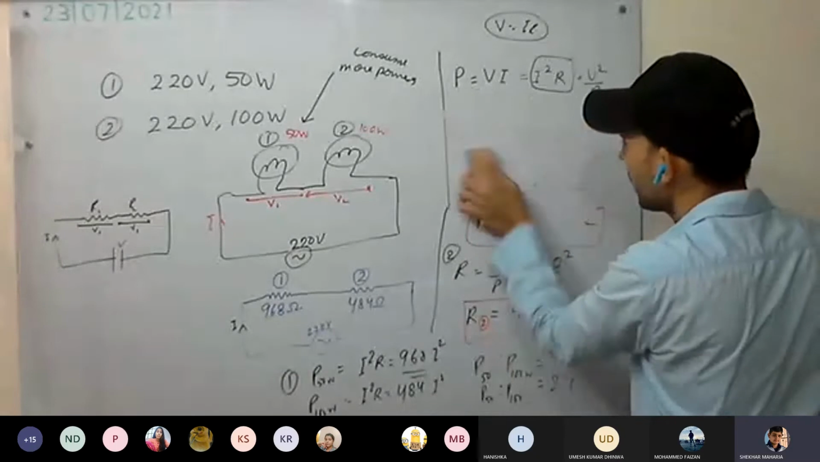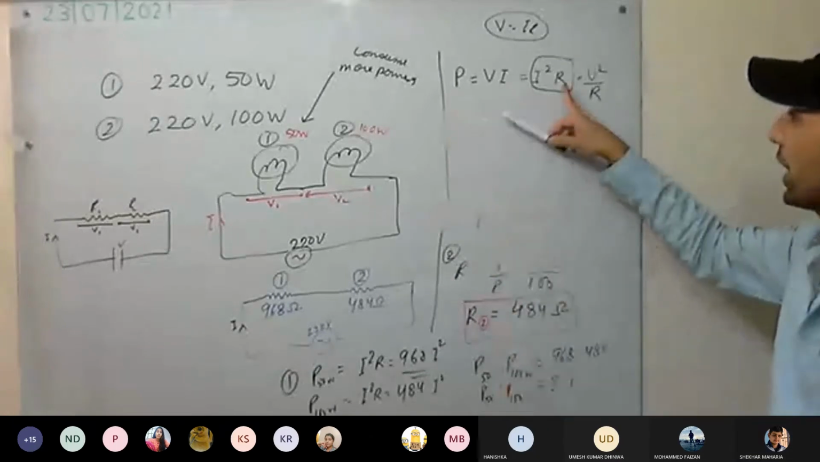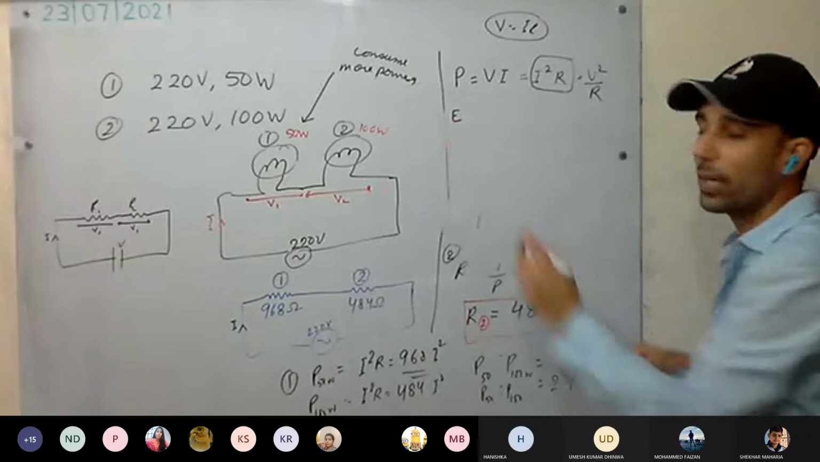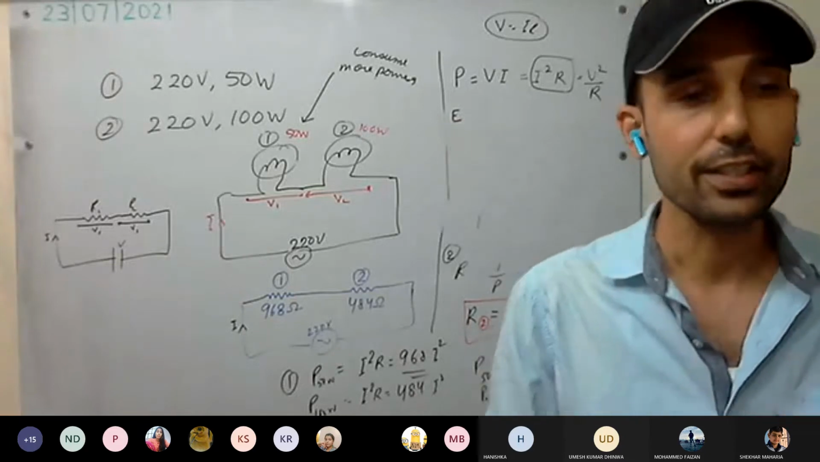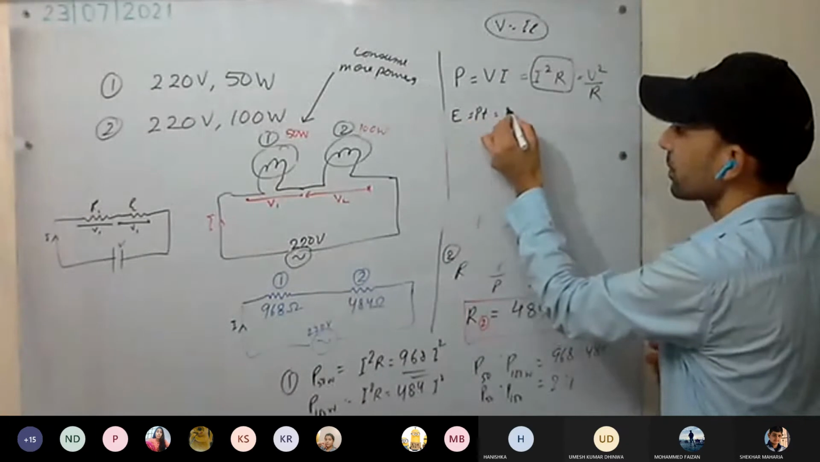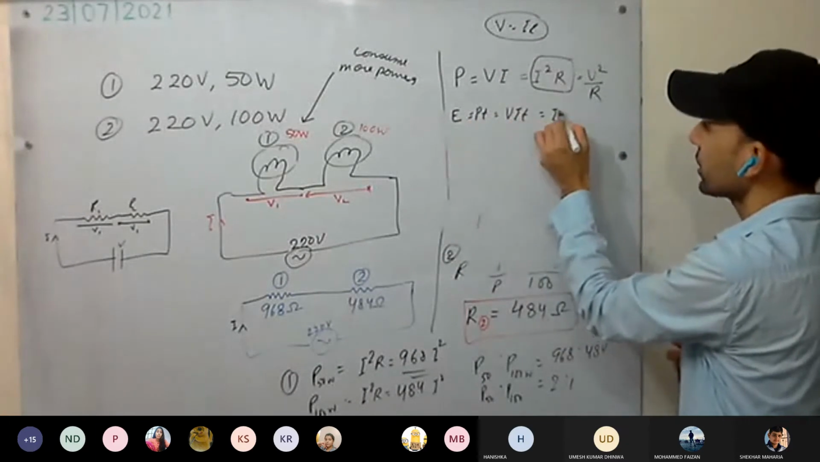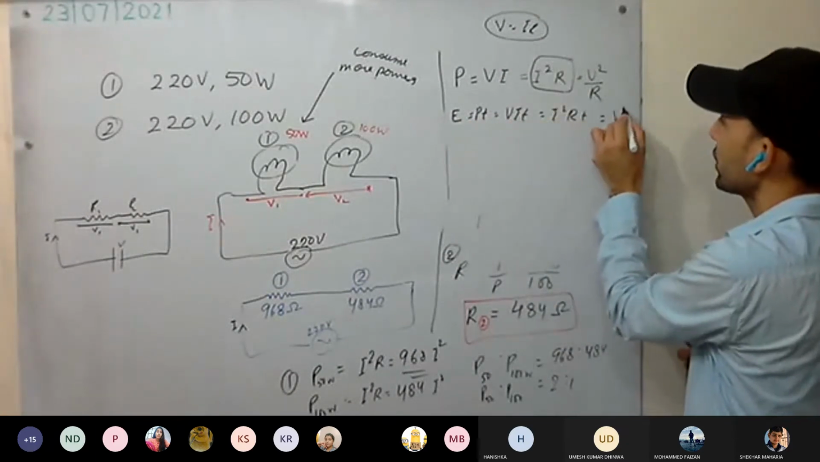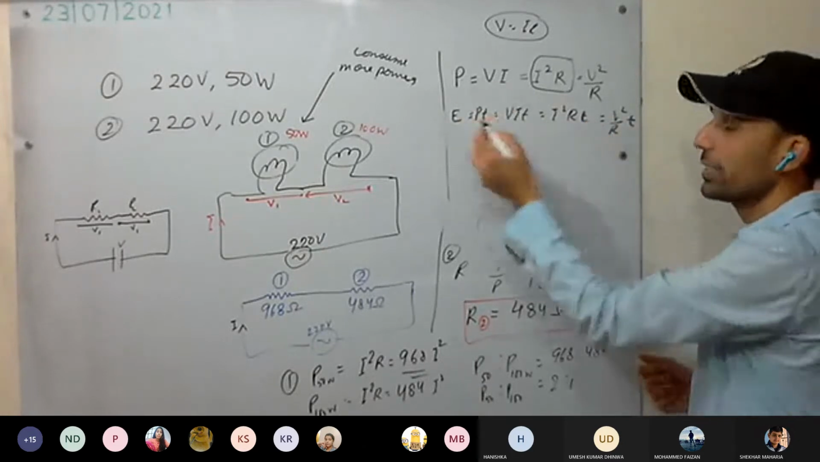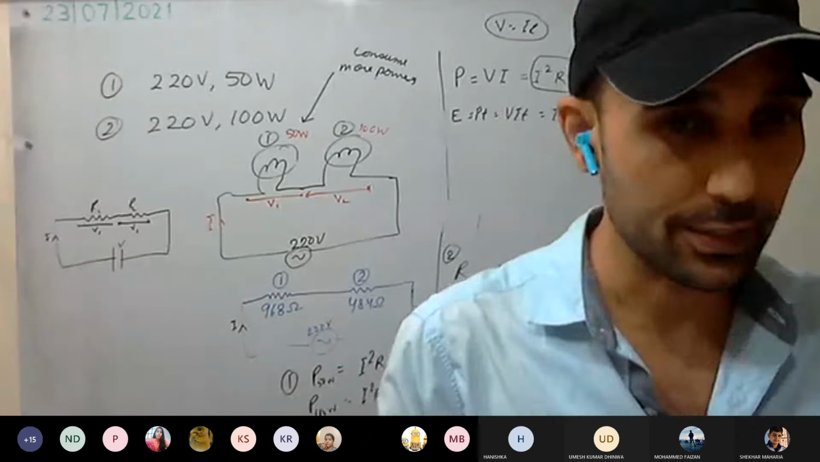Okay, so what formulas have we used here? P equal to VI, I square R, V square by R. And the next formula, for energy, whatever kind of energy, whether heat energy or light energy: power into T, VIT, I square RT, V square by R into T. This is the formula for energy. Only these two formulas are being used in this whole chapter.